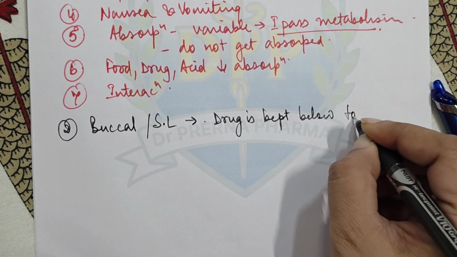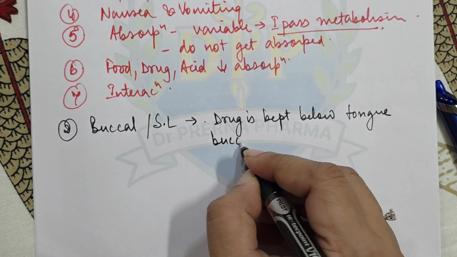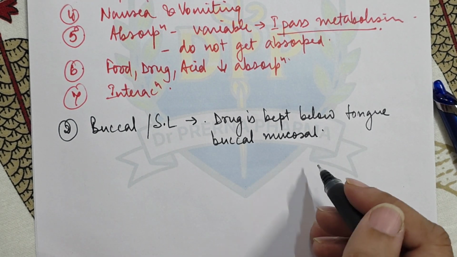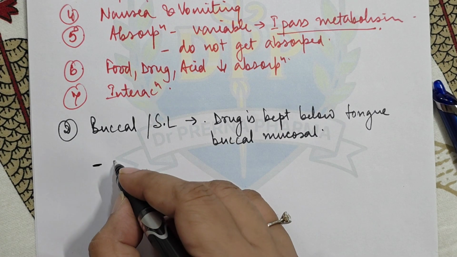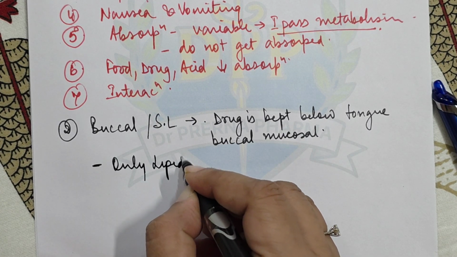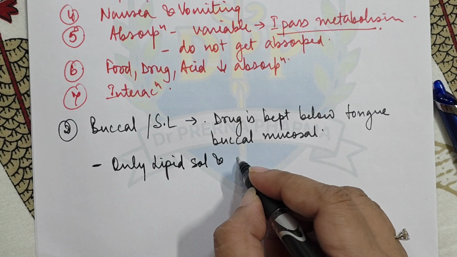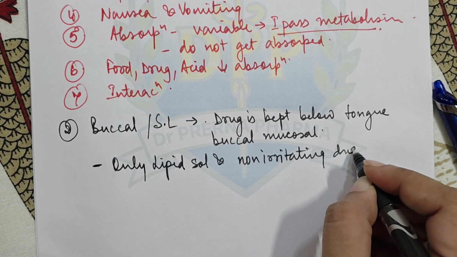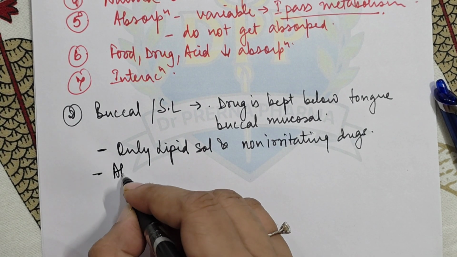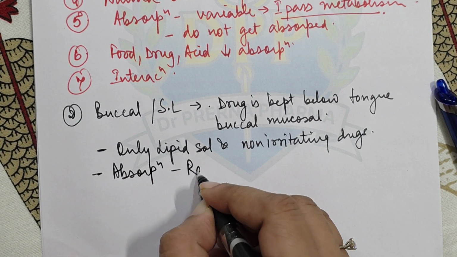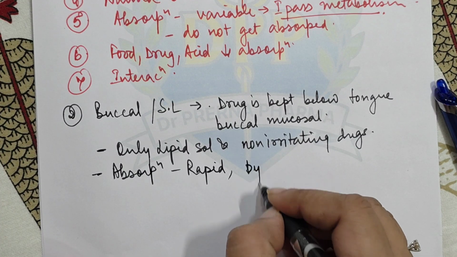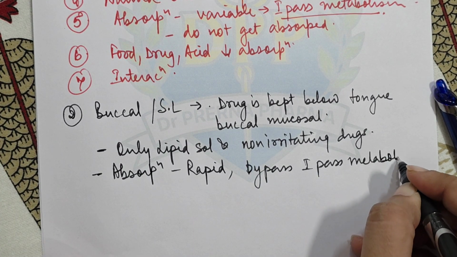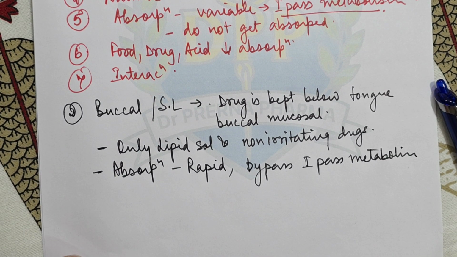Below the tongue it is kept, or it is kept on the buccal mucosa as a patch. It can be crushed in the mouth and spread over the buccal mucosa. In this route we can give only lipid soluble drugs and palatable, non-irritating drugs. The good thing here is that absorption is very rapid, because through this route we bypass the first pass metabolism, and the action is produced in minutes.